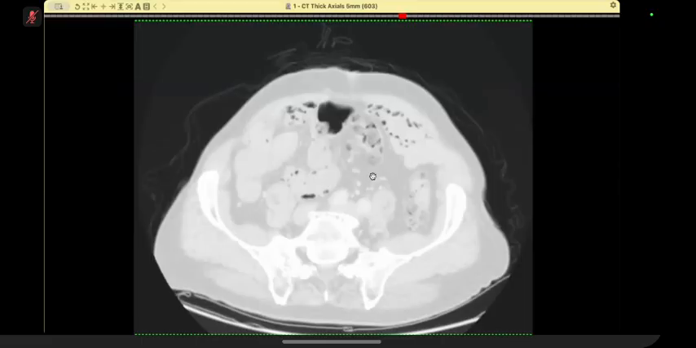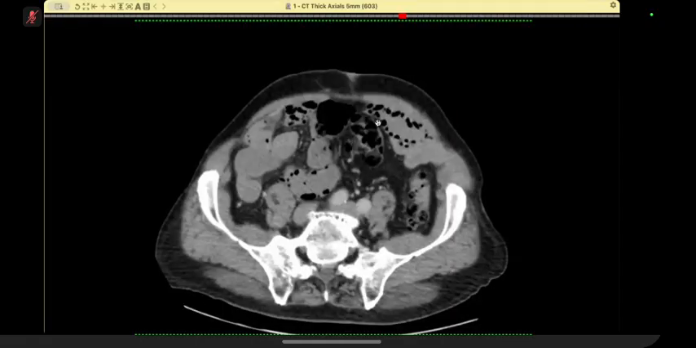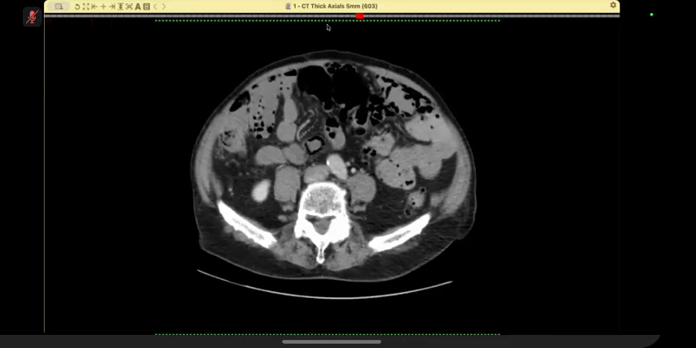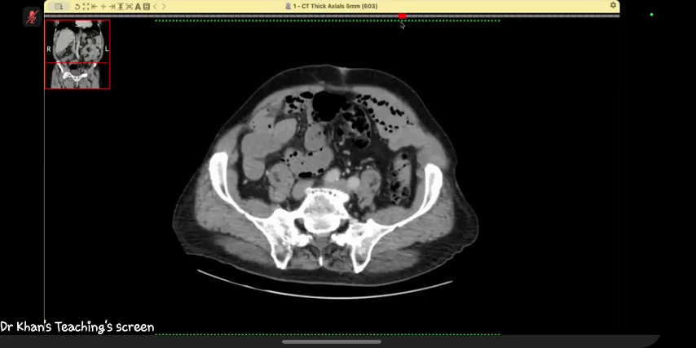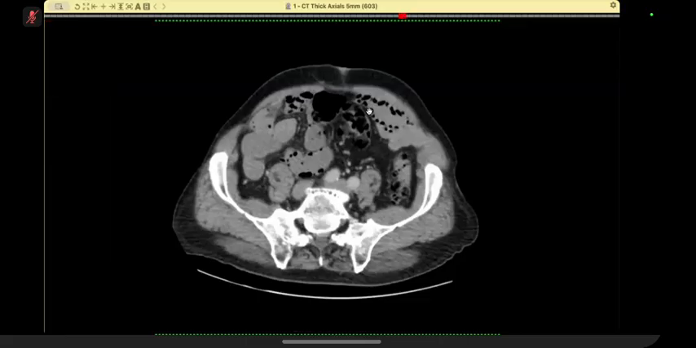Can you change the window to the soft tissue? Scrolling very slow. I want to go to the end of the slice, but it's not moving. Okay, so can you scroll? Yeah.